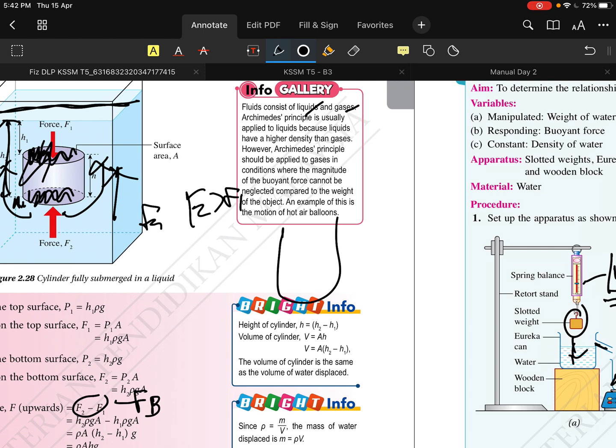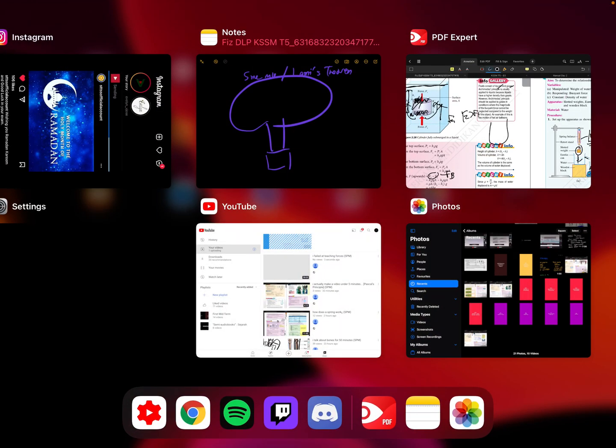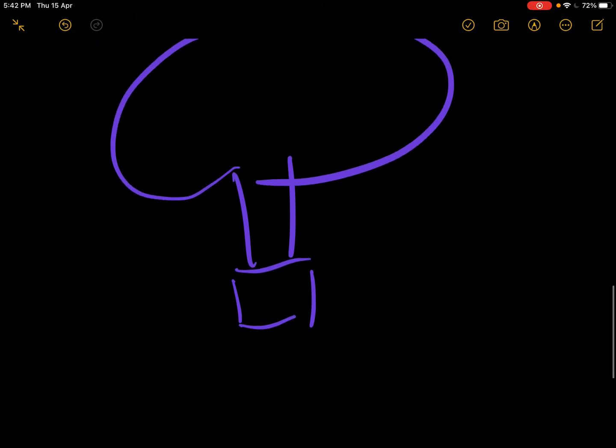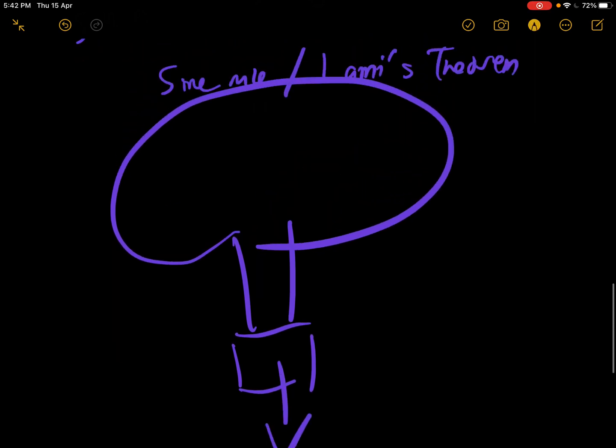But for a hot air balloon, the whole thing is in air. So the thing is going upwards, which means the buoyant force is affecting it. The whole thing is inside the fluid called air. So the whole thing is being pulled down by weight, and there are also air molecules going outwards.